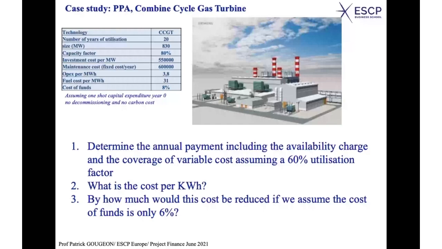CCGT stands for combined cycle gas turbine. Number of years of utilization, 20 years. Size in megawatt, 830 megawatt, which is quite common for this type of plant. You can see that it is much, much bigger than what you can have with wind turbines. Capacity factor 80%. It means that you can use the plant 80% of the time.